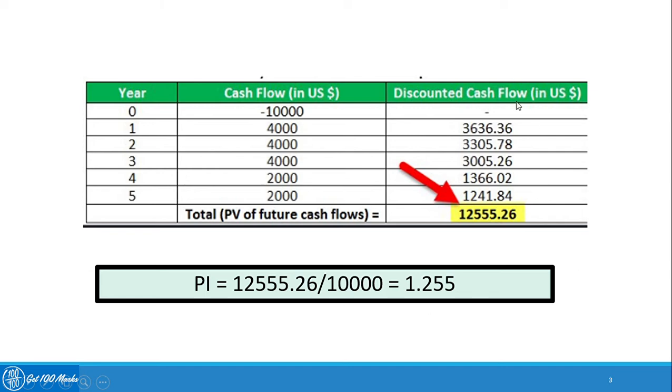If you just look at it, just by the look of it, you will understand that the present value of future cash flows is more than the investment that the company has made. So obviously it makes sense for the company to take up the project. So the profitability index calculated here is 1.255.